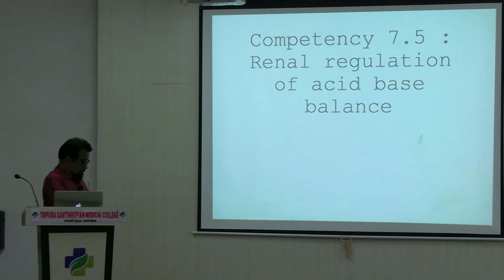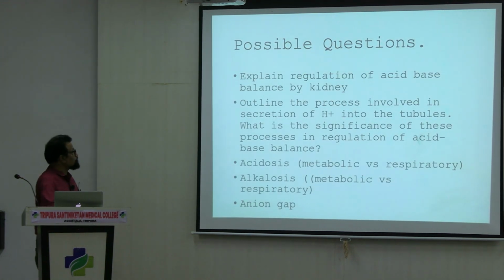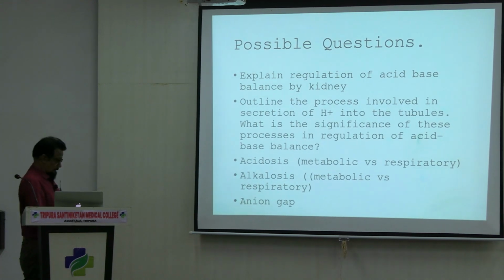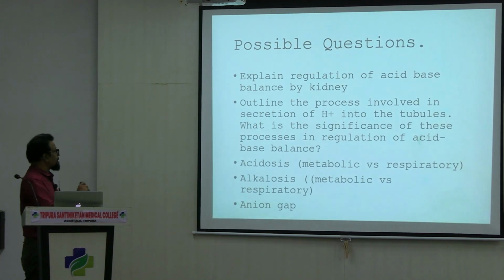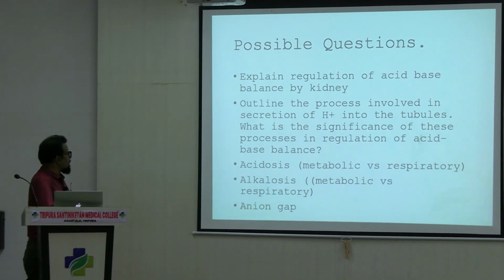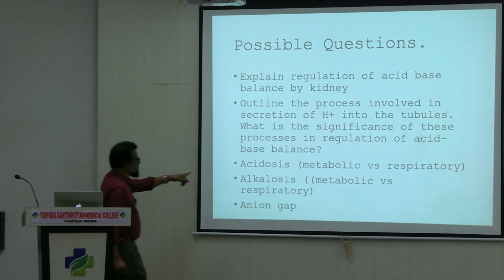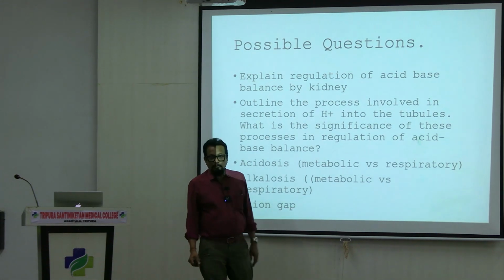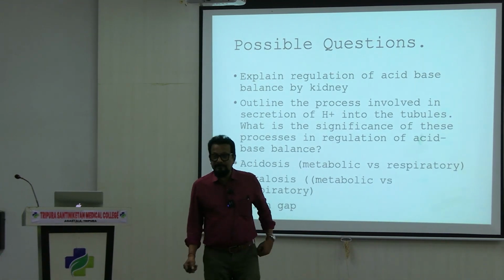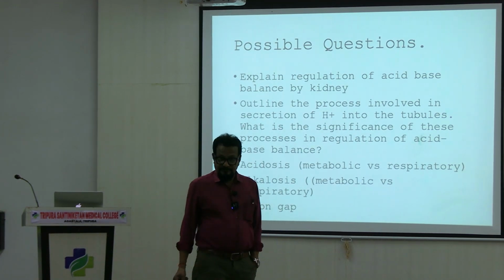Okay. Beside this, there may be some short questions, explanatory type of questions, and these are, the first two is almost same. And there are other questions like acidosis. Two types of acidosis can happen. One is respiratory acidosis, another is metabolic acidosis.